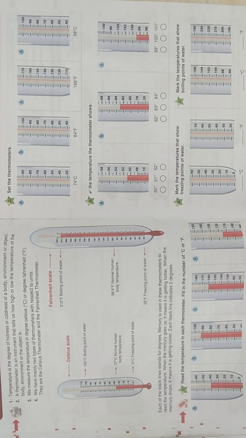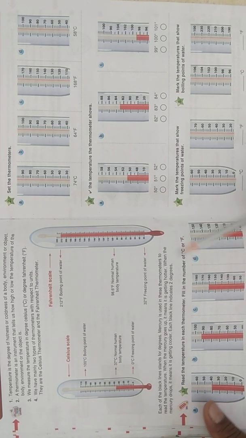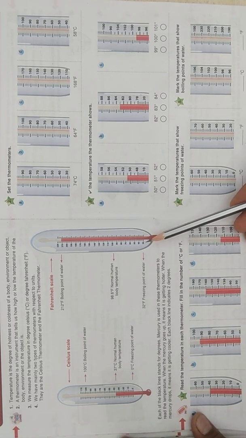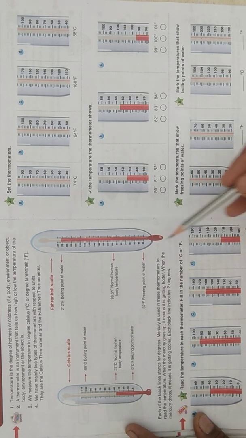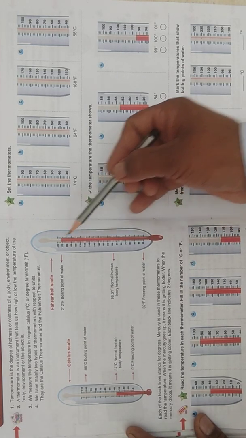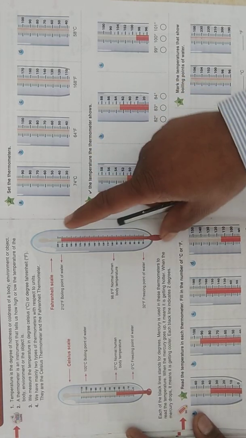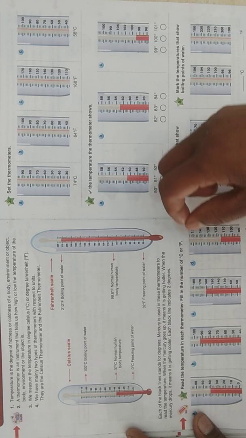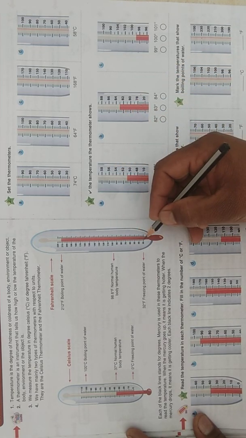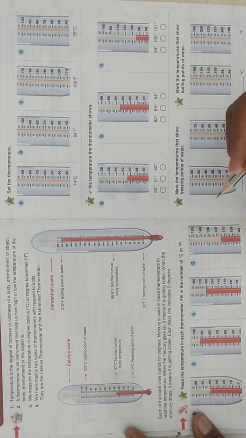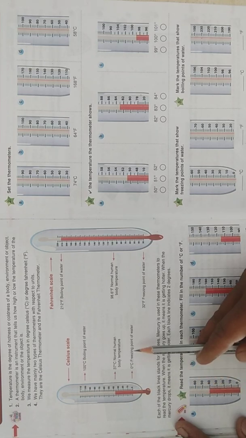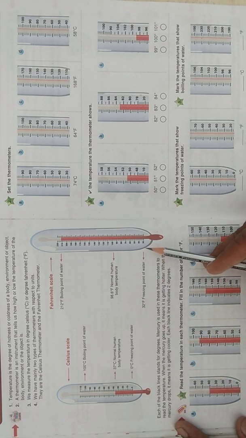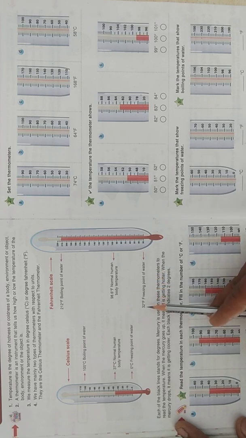Next, let us see the Fahrenheit scale. The Fahrenheit scale contains here 30 to 220 degrees. 30 is the minimum and the maximum is 220. Up to that, with this thermometer we can measure. Here, in the Celsius scale, 0 degree is the freezing point of water. But in the Fahrenheit scale, 32 degree Fahrenheit is the freezing point of water.